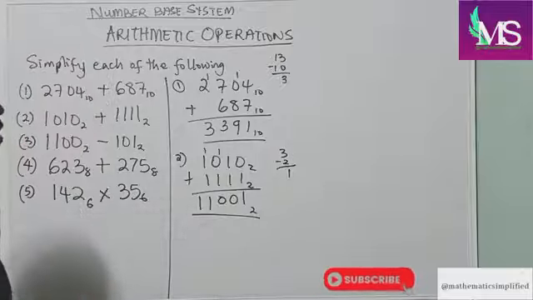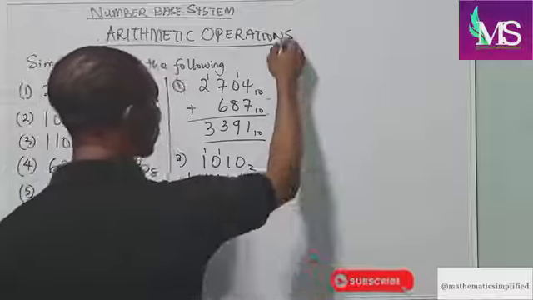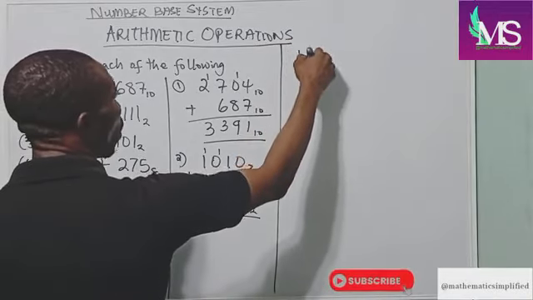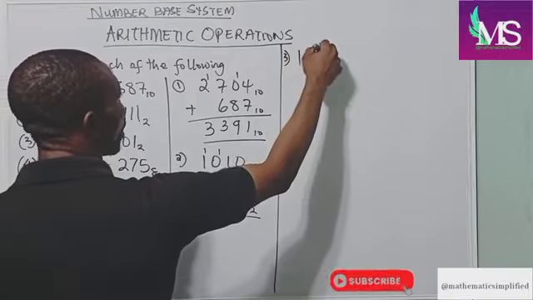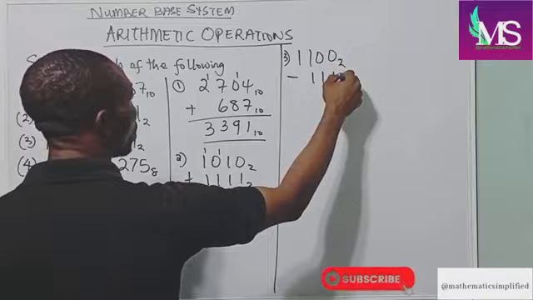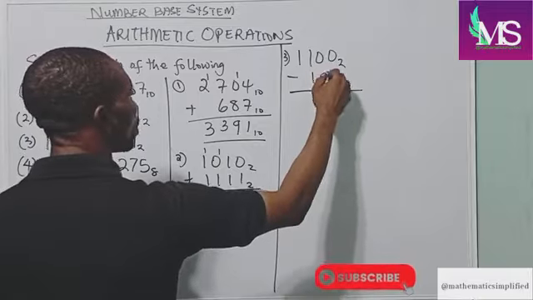Alright, the next one is a subtraction. If we have a subtraction this way, still in base 2, we have 1100 base 2 minus 111 base 2. Okay, sorry, 101.